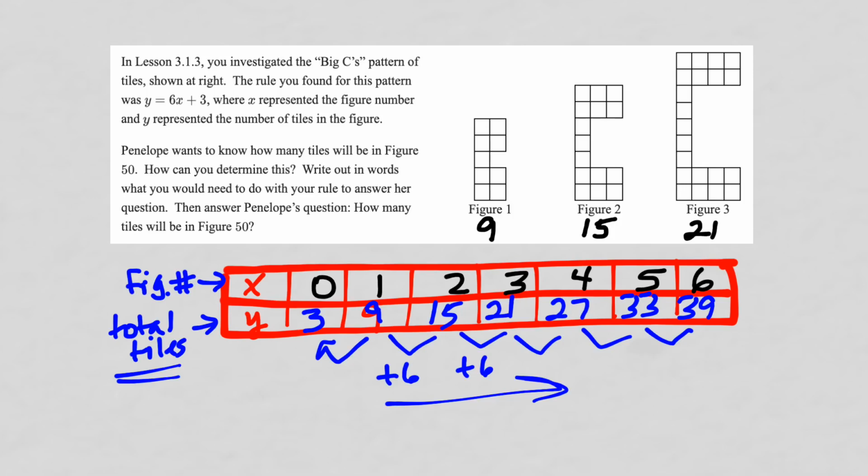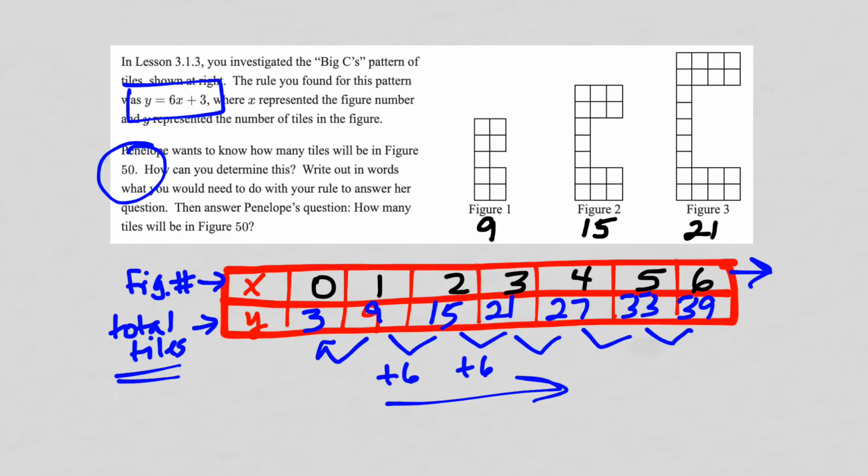Penelope wants to know how many tiles will be in figure 50. How can you determine this? Well, it would be sort of tricky. We could continue our table, and we could just go all the way up to 50 and keep adding 6. Would that work? Absolutely. But now that we have the equation, let's just use the equation. So how would that look?